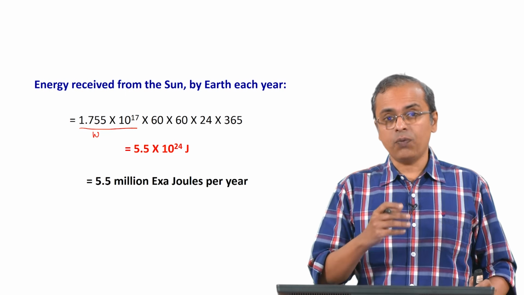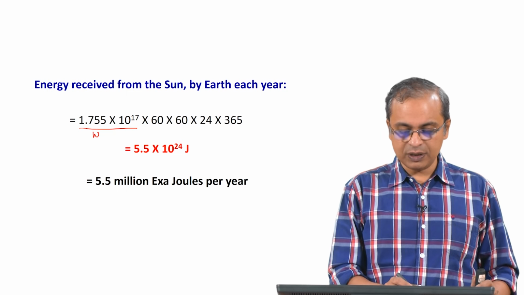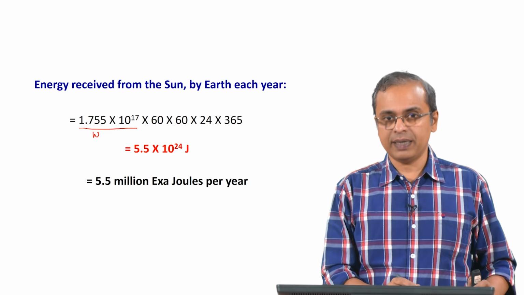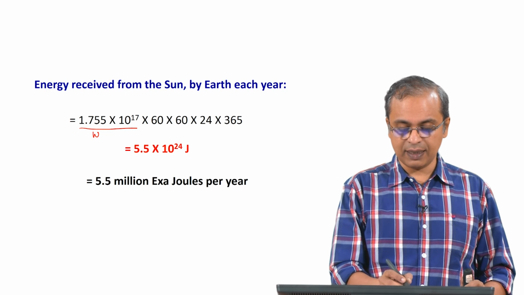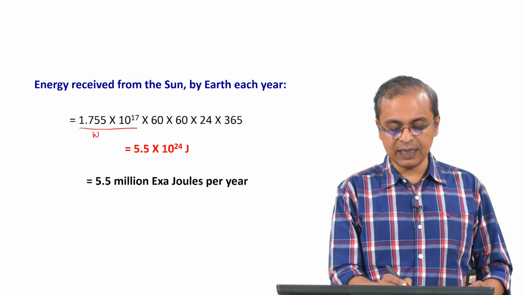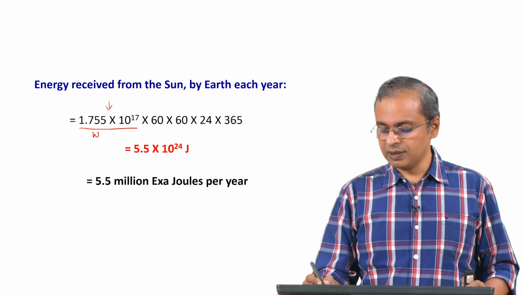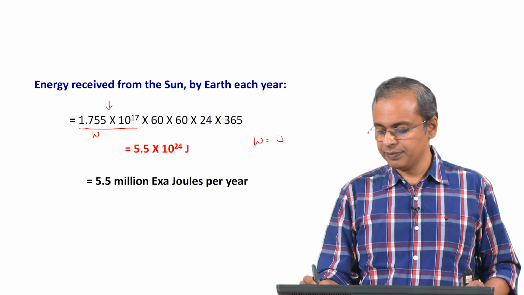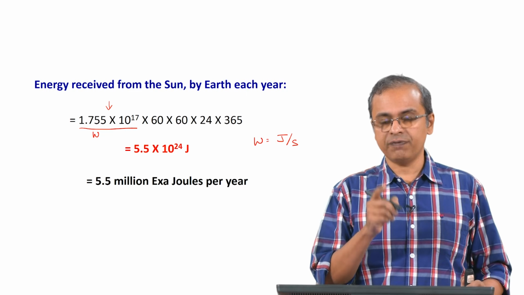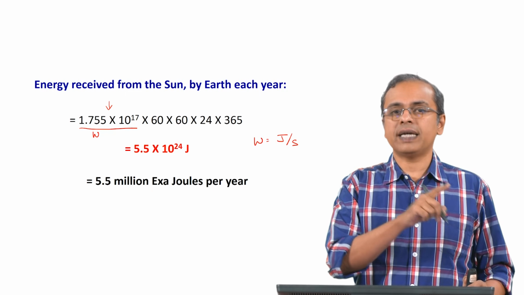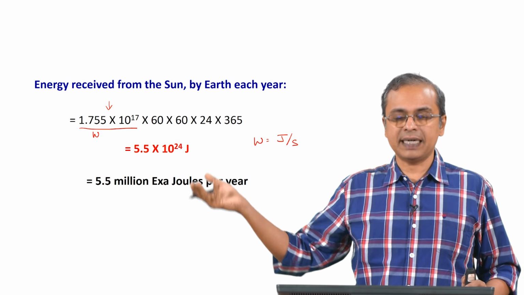And so, what is the consequence of this on a year round basis? If you want to see the total energy received by earth per year just from the sun, you have to take this power, which is the amount of energy received by the earth every second. Watt is joules per second, so this many joules is arriving on the surface of the earth every second. To calculate the energy received in the entire year, we simply multiply by the number of seconds in a year.